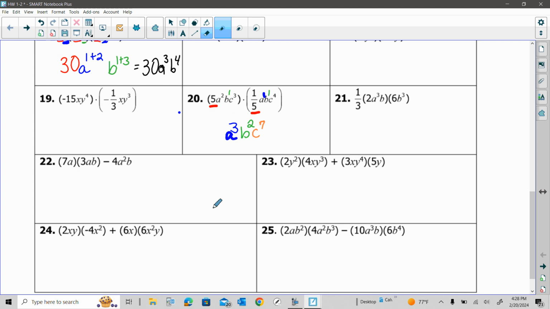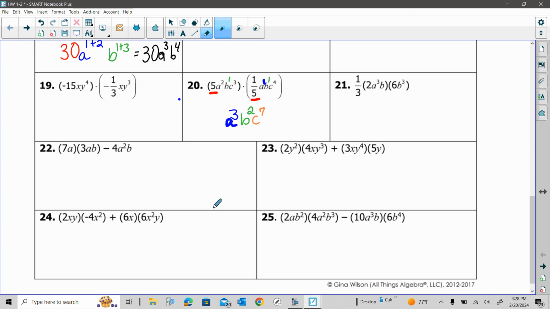And then this last section is requiring you to do a combination. Remember, multiplication comes before adding or subtracting. So on a problem like this here, if I was doing 22, I would multiply my coefficients. So this is 21, a squared, because it's to the first, b. Then I'm going to subtract it from 4a squared b. And now when I look, these are like terms.